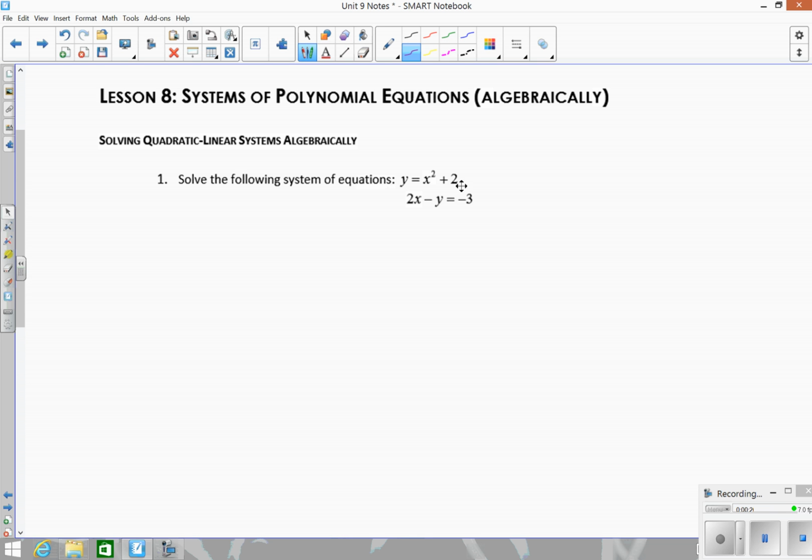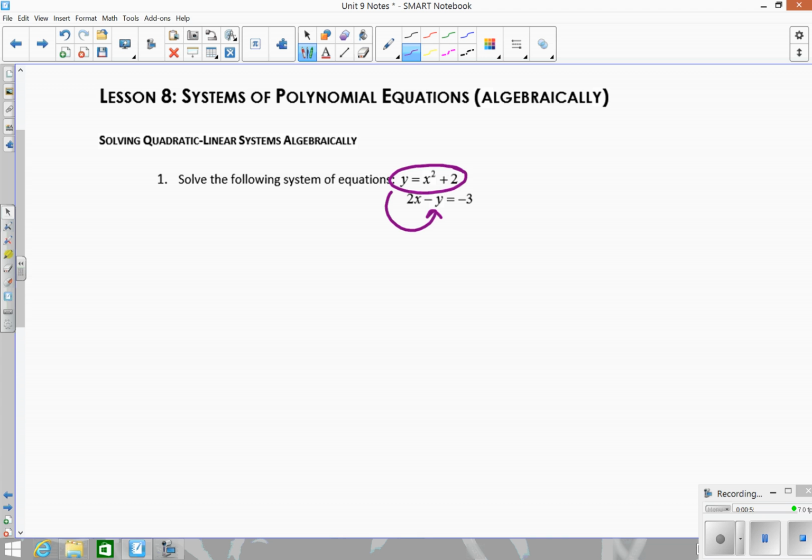So if you look at this first example, I know that I have a quadratic equation and a linear equation, because here I have an exponent of 2 and here I have an exponent of 1. So what I'm going to do is get one equation equal to y and then plug it into the other equation. And if you look, this first equation here is already set equal to y. So I'm going to take that and plug it into the second equation.